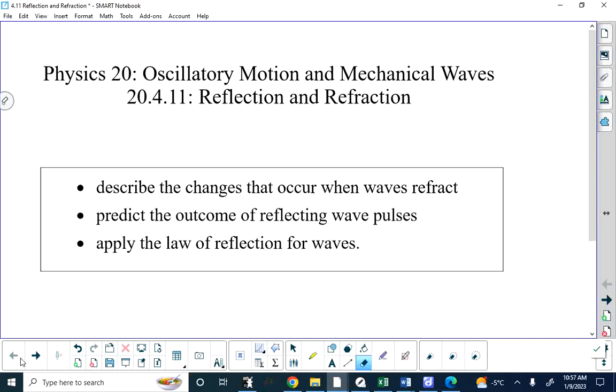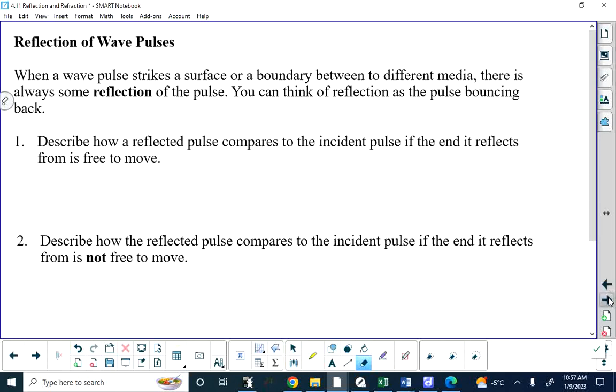Then we're going to be talking about the difference between reflecting wave pulses and reflecting entire waves. And there's a difference here between what's called a wave pulse and an actual wave. Okay, and we'll get to that. But to begin with, when a wave pulse strikes a surface or a boundary between two different media, there's always some reflection of the pulse.